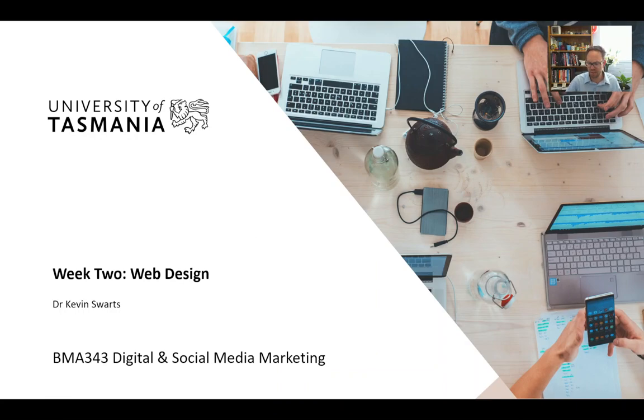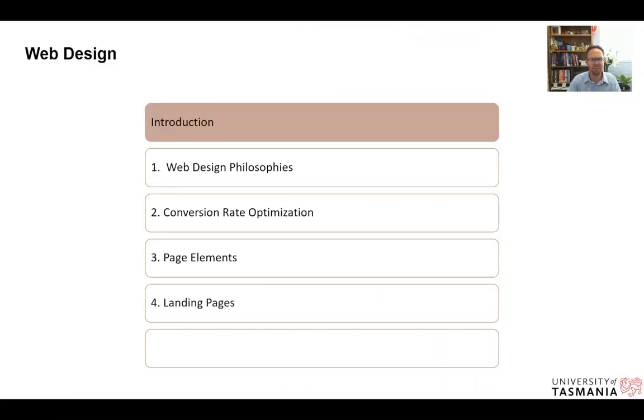This week we'll be focusing on web design. So we've got 4 different things to get through. First of all, we look at different web design philosophies. Number 2, conversion rate optimization. Number 3, the different elements of web pages. Number 4, the all-important landing page and what that means.